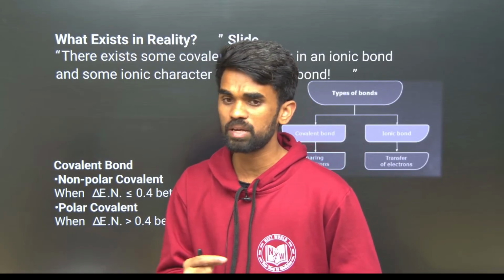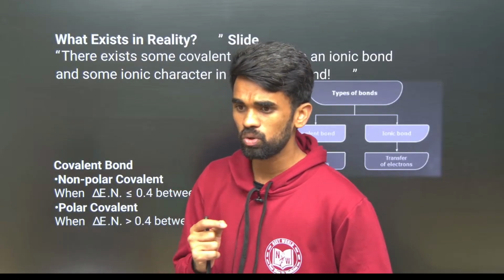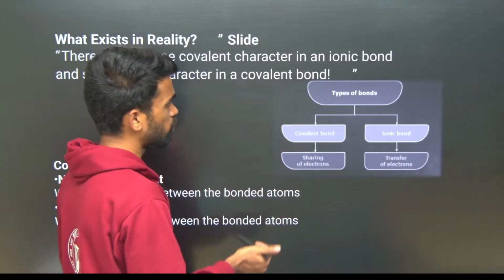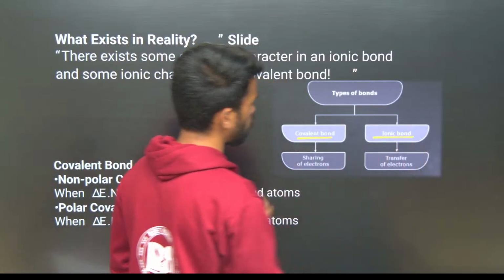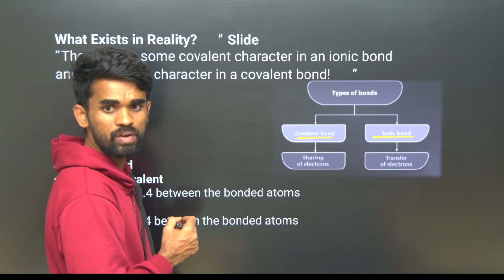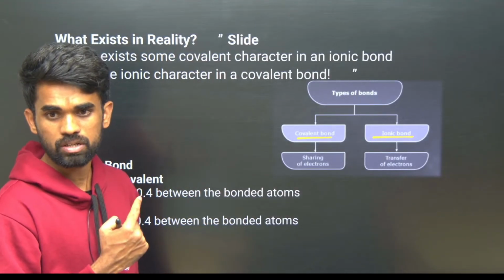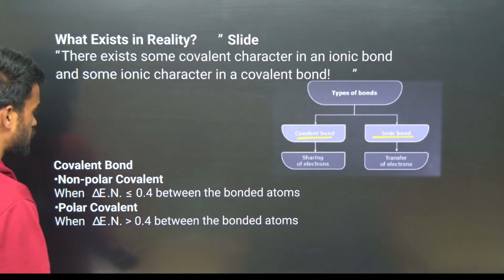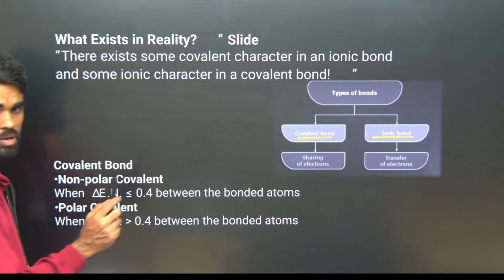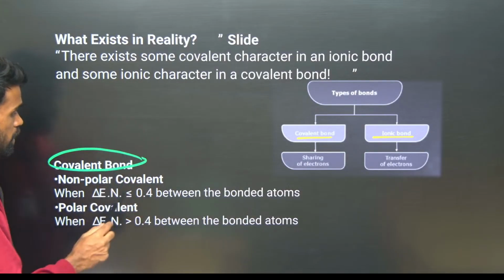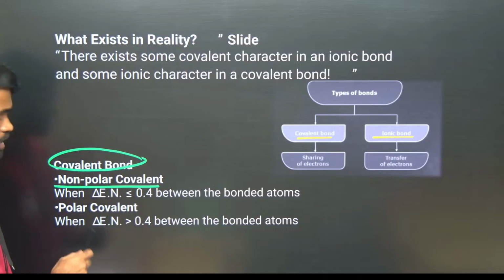Now we will be discussing dipole moment. In order to look into that, just look here, we have covalent bond and ionic bond. Covalent bond is formed by sharing of electrons, whereas ionic bond is formed by complete transfer of electrons. Now covalent bonds are of 2 types. One is non-polar, another one is polar.